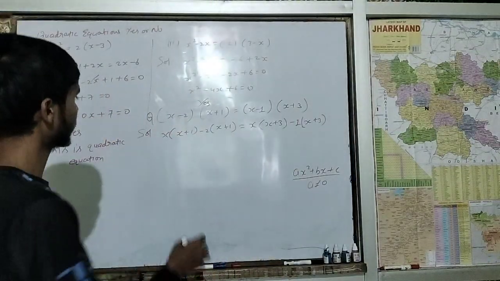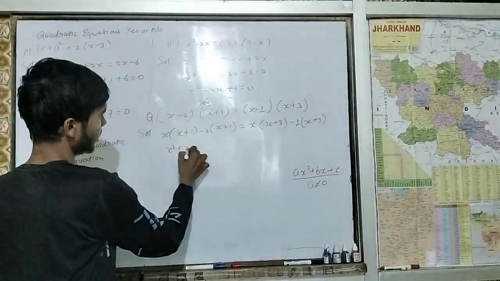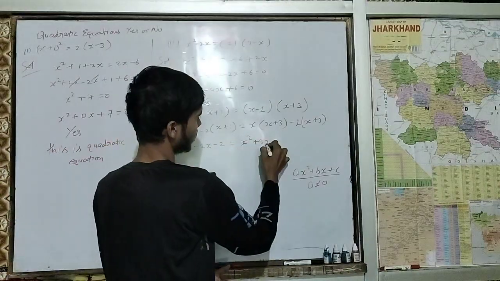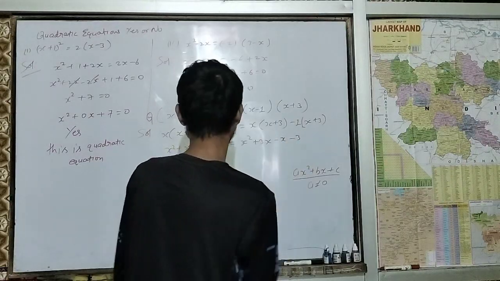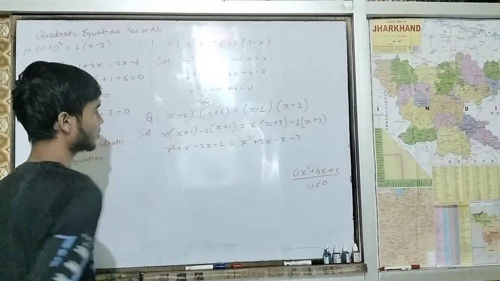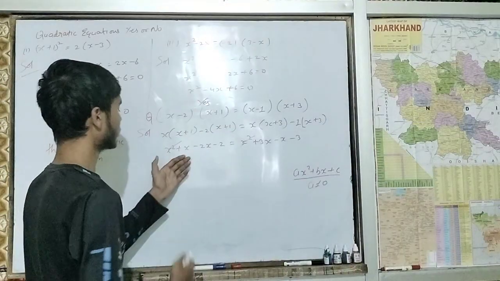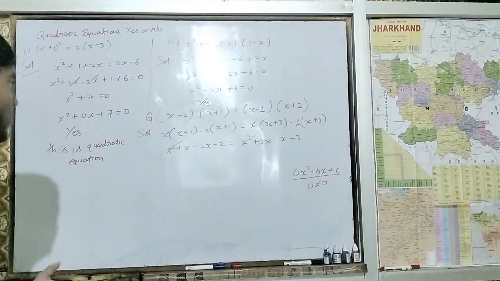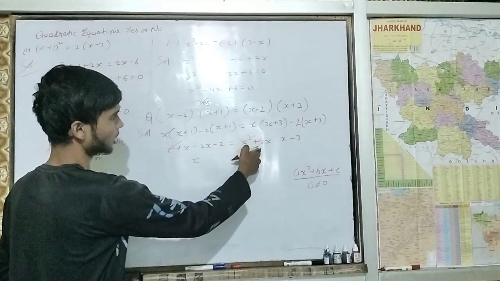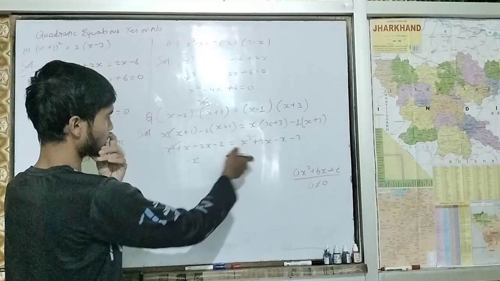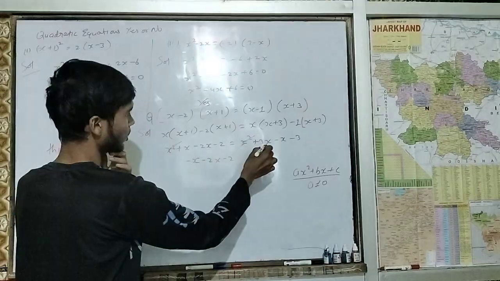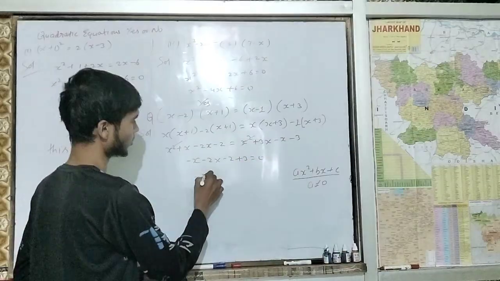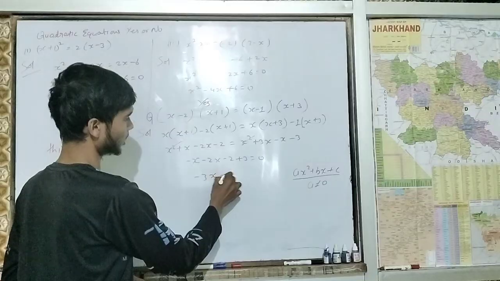This step is done. It will become x square, then x minus 2x minus 2. It is becoming x square plus 3x minus x minus 3. Now here you can see both are cancelling each other. Here what is happening? Minus x, it is becoming minus x. Then this part is becoming 2x. So minus 2x minus 2. This plus 3 is equal to 0. It is becoming minus 3x, and this is plus 1.